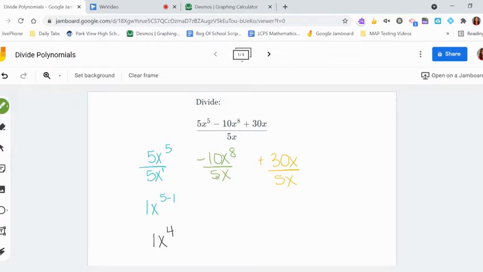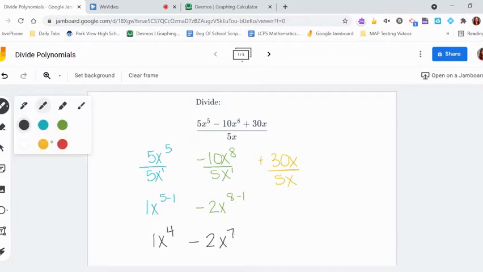Okay. Next one, I'm going to divide the coefficients. Negative 10 divided by 5 is negative 2. And again, I'm going to subtract the exponents, x to the 8 minus 1. So then my answer is going to be negative 2x, 8 minus 1 is 7.